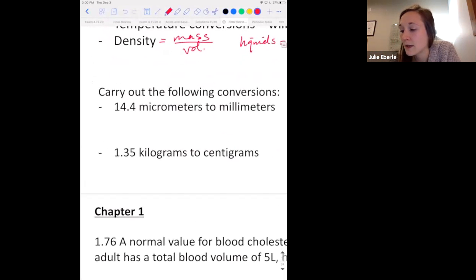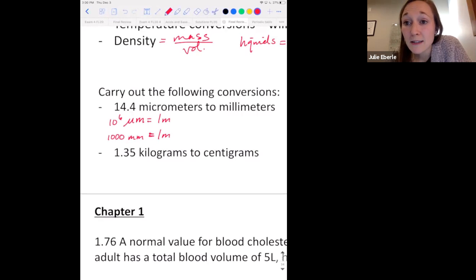So we need the relationship between micrometers and millimeters, right? Well, I'm going to relate both of them to a meter. There are 10 to the 6th micro, that's the symbol for micro, meters in 1 meter, right? And then millimeters, there's 1,000 millimeters in 1 meter. Now, because these both equal 1 meter, guess what? They're equal to each other, okay? These two terms, we can make a relationship. A million micrometers equals 1,000 millimeters.